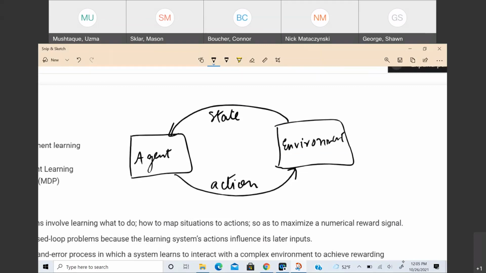And it does some action. So it picks up the trash, right? And then the environment gives it some kind of reward that it did the right thing. So it moved towards its goal, right? So it updates the state and gives it some reward.